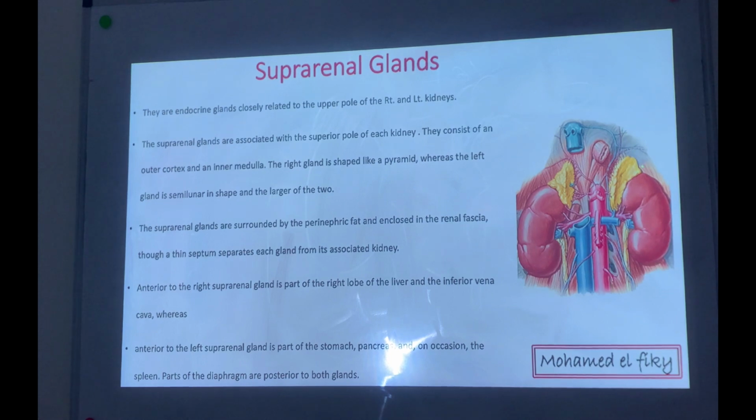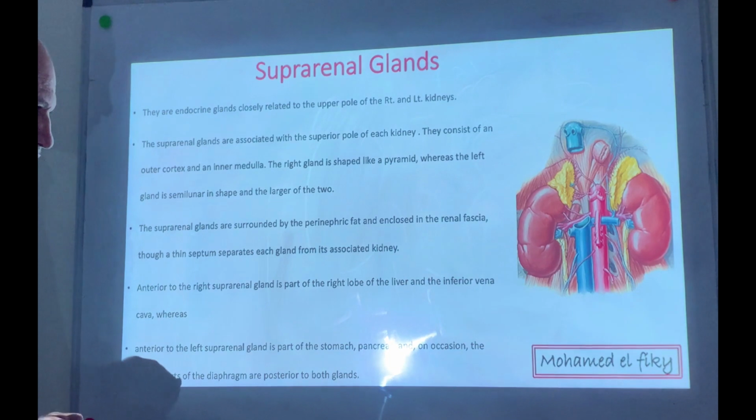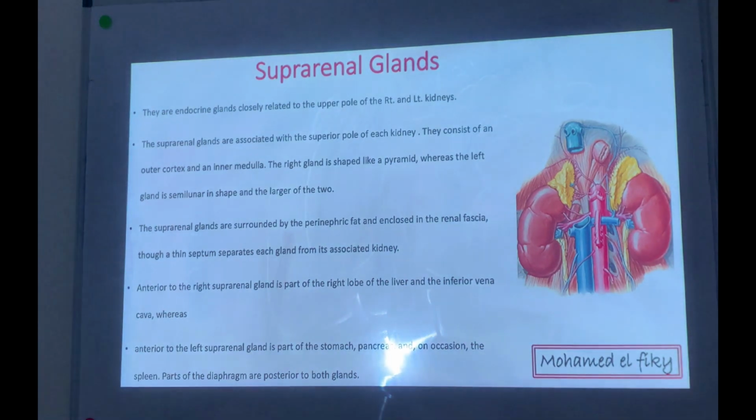But the left one is semilunar. Left gland is semilunar in its shape. The suprarenal glands are surrounded by perinephric fat and enclosed by renal fascia. Anterior to the right suprarenal gland, liver and inferior vena cava. Anterior to the left suprarenal gland, part of the stomach, pancreas, and maybe also the spleen.